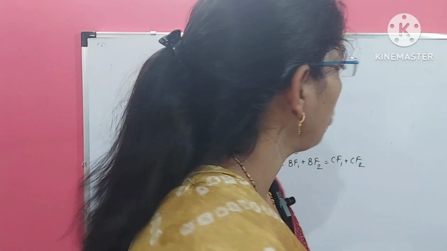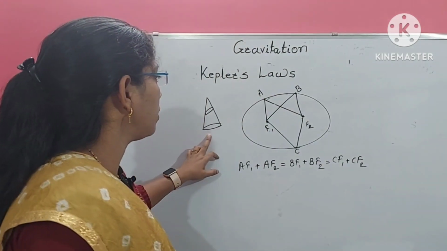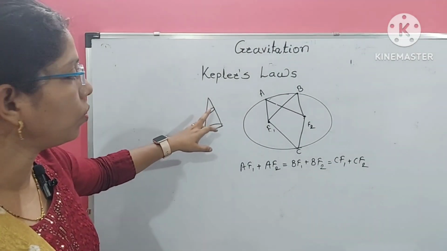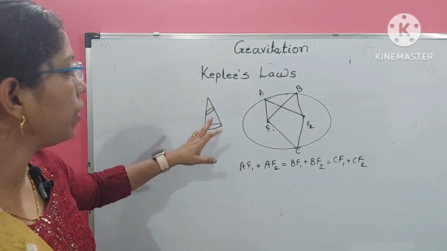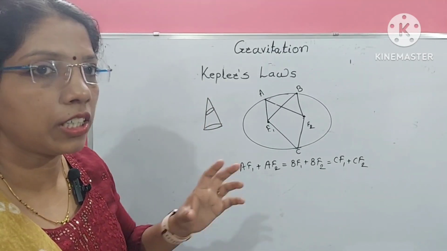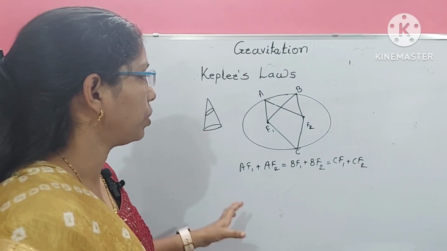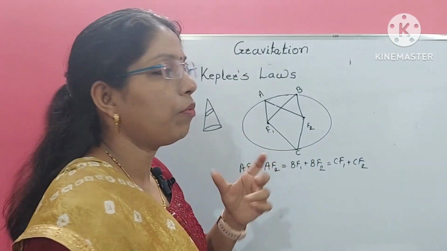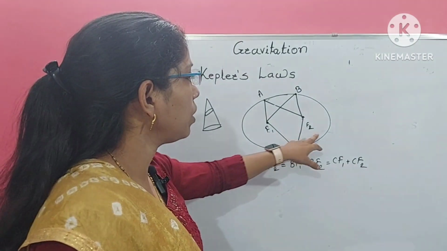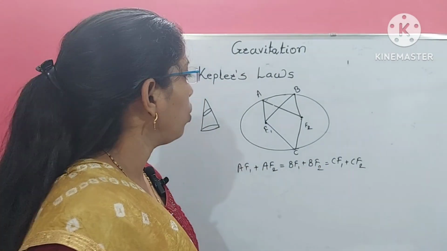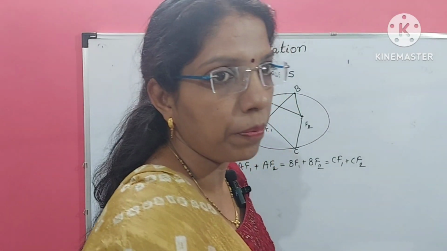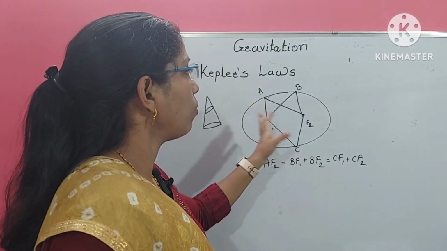So we have to take a cone shape like this, and from that cone shape we cut an inclined part, and the inclined surface we get, that shape is called an ellipse. And what is meant by focus? F1 is one focus, F2 is another focus. The plural word for these two is foci. So these two are the foci of the ellipse.